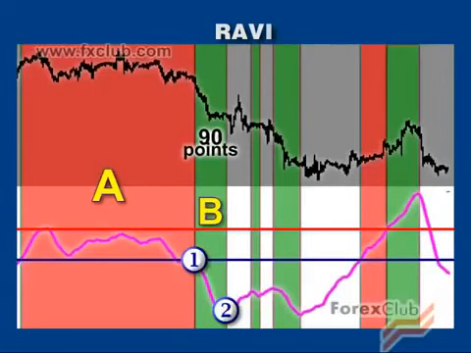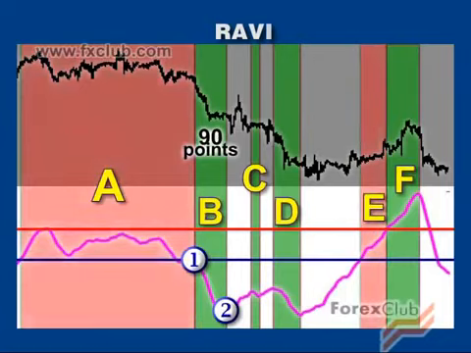In what follows, Zone C, D, E and F demonstrate successful and not so successful market entry and exit points. In my opinion, one advantage of RAVI is its ability to identify trading ranges, which we have marked in red.